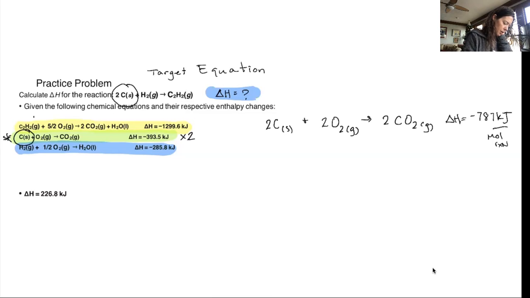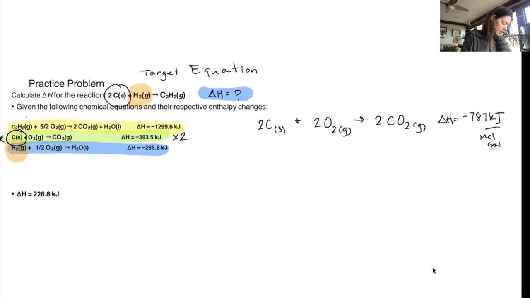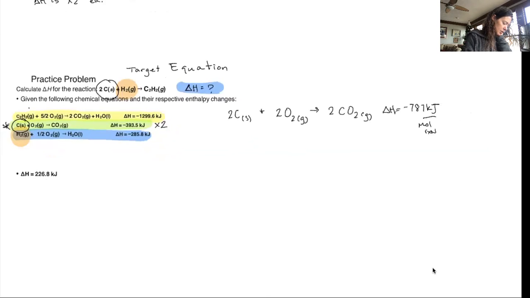Okay, the next thing I'm going to do is go to my target equation. I'm going to see my hydrogen. I need 1 hydrogen as a reactant. So I see that right here. I've got 1 hydrogen as a reactant. It's exactly where I need it to be. So I'm just going to keep this as is and write H2 gas plus 1/2 O2 gas yields H2O liquid.